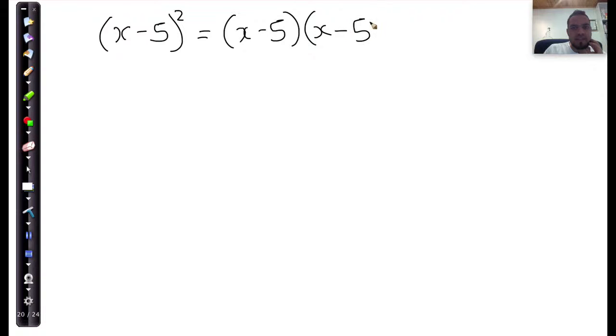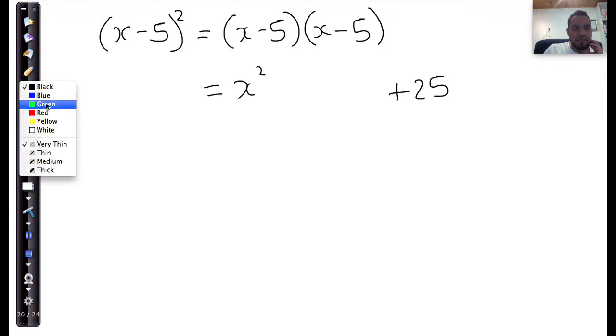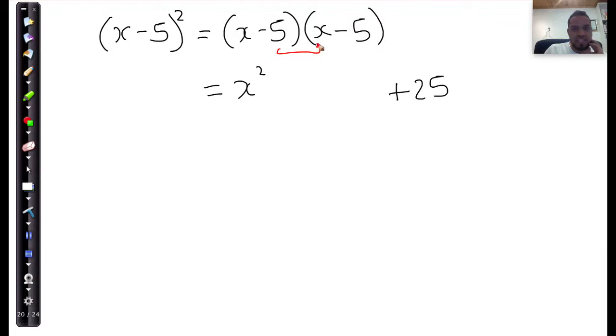In this example, we're going to take (x - 5) all squared, right? And we say that that is really just (x - 5) times (x - 5). And what do I do over here? I say, well, x times x is x squared. Minus 5 times minus 5: a minus times a minus is a positive, and 5 times 5 is 25. And then I've got minus 5 times x, and I've got another minus 5 times x. And that's going to give me minus 5x. Minus 5 times x is another minus 5x.